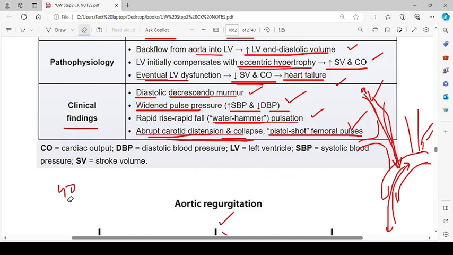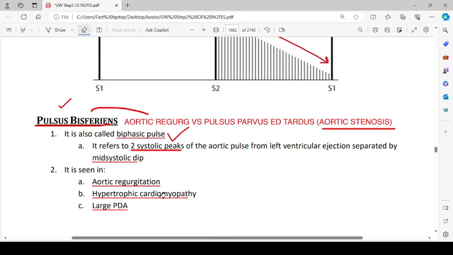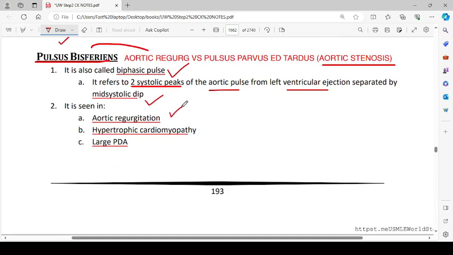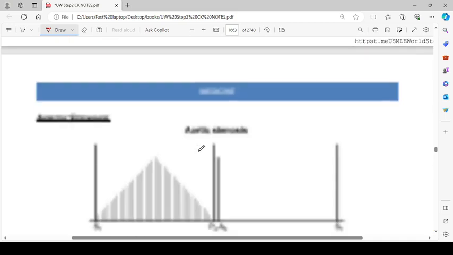Moving forward, the aortic regurgitation pulse is pulsus bisferiens. So biphasic pulse refers to two systolic peaks of the aortic pulse from the left ventricular ejection separated by the mid-systolic dip. It is seen in aortic regurgitation, hypertrophic cardiomyopathy, and large patent ductus arteriosus.